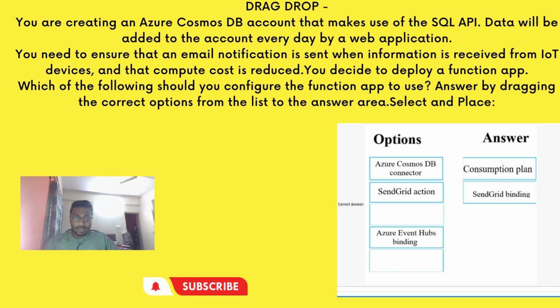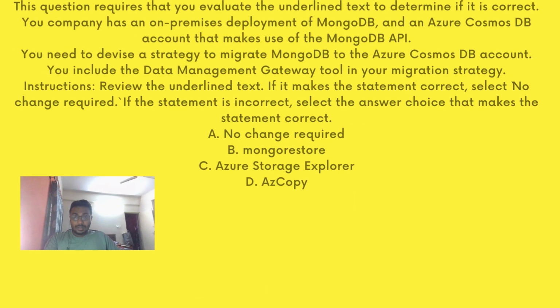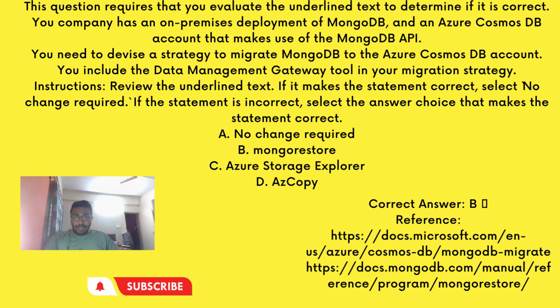So first of all, you have a consumption plan, and then you have the SendGrid binding. You must have these. So the cost will be reduced, and you can deploy a function as well. The email notification is sent with the information received by IoT devices, and the compute cost is reduced. The question requires that you evaluate the underlined text and determine if it is correct.